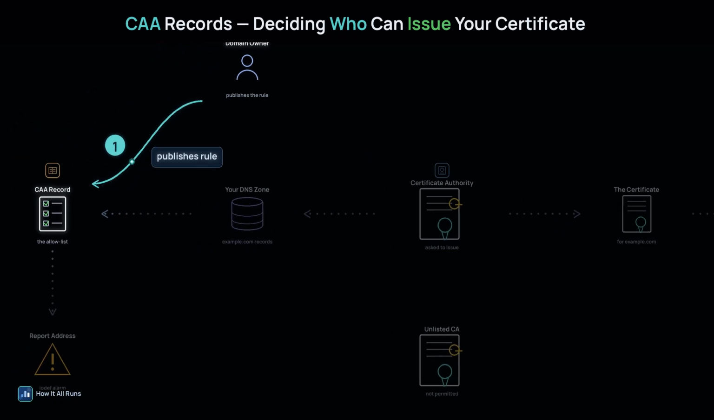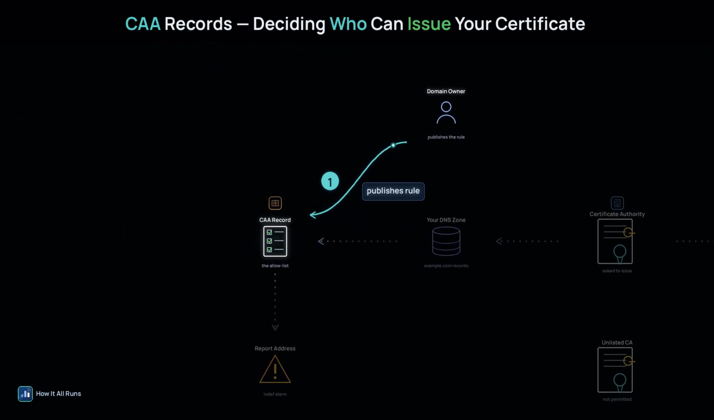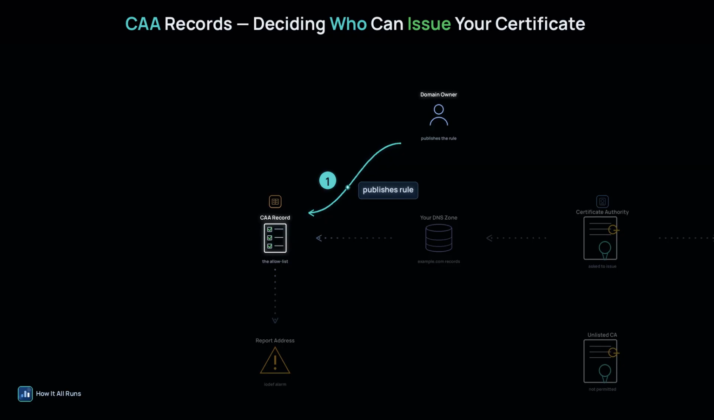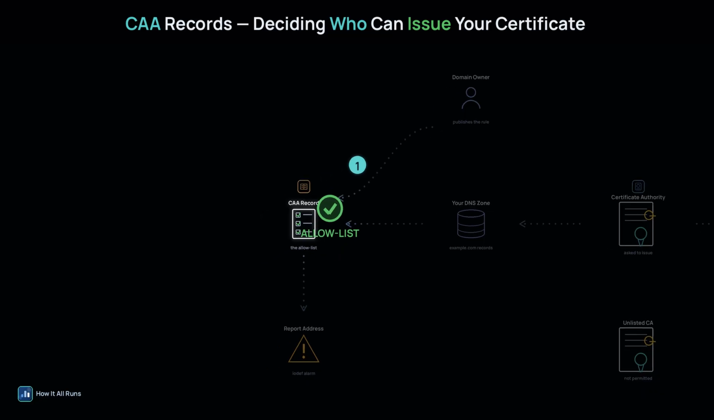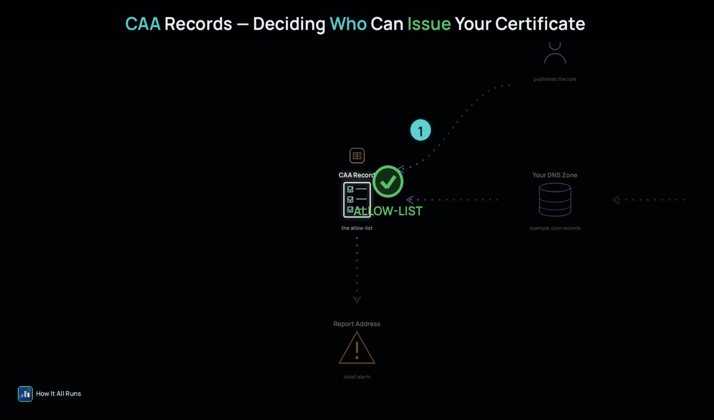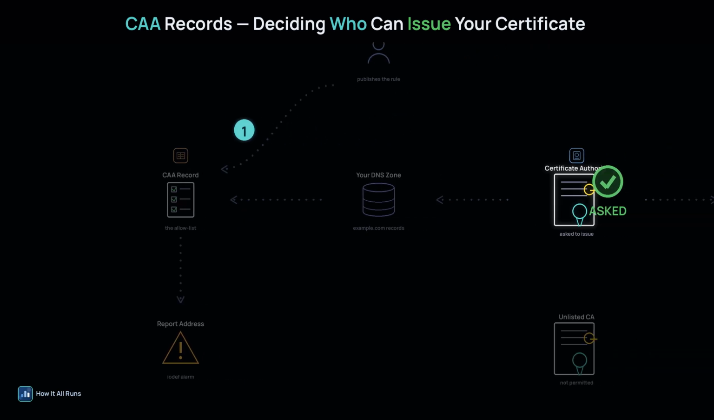It starts with you. As the domain owner, you add a CAA record to your DNS zone. In plain terms, it says, only these named authorities may issue certificates for example.com, and no others. Look closely at the syntax. Each line is a tag and a value, the issue tag followed by the domain name of one authority you trust. Add a line per authority, and that set becomes your allow list.